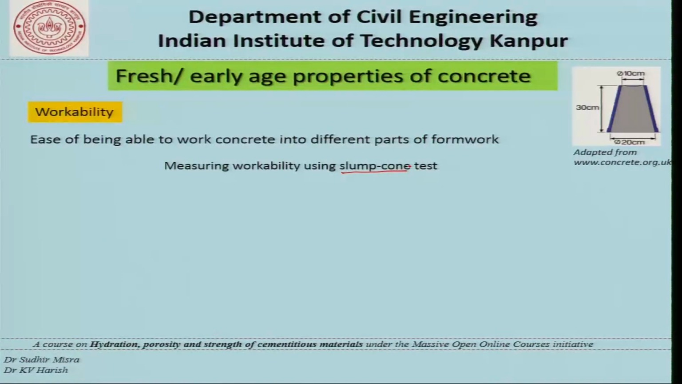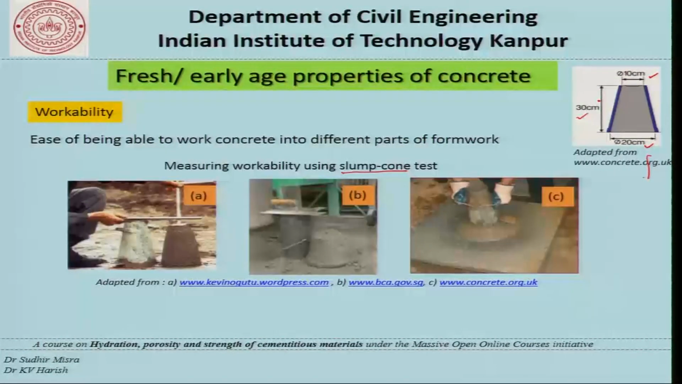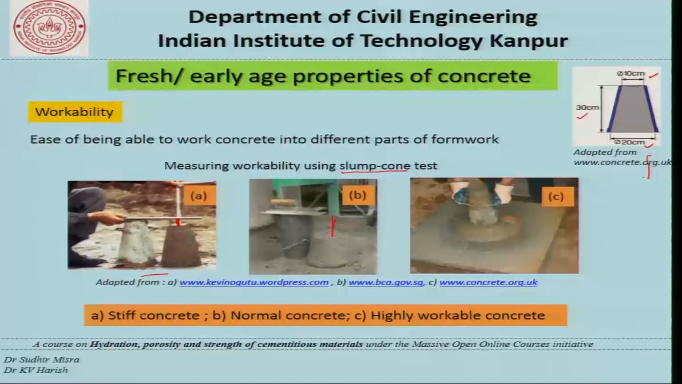That is shown here. It is a cone having 10 centimeters at the top, 20 centimeters at the bottom at 30 centimeters height. Fill this cone with concrete and lift the cone and wait and watch as the concrete slumps. So in this picture here, the extent of slump that we find is very small compared to this, and therefore the concrete in this picture, which is A, is stiff concrete, is not a very workable concrete.